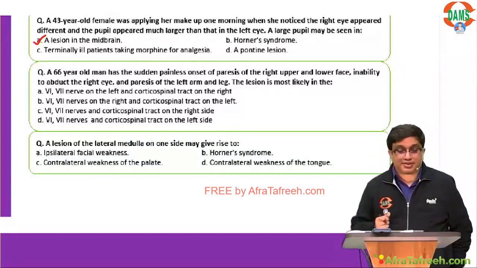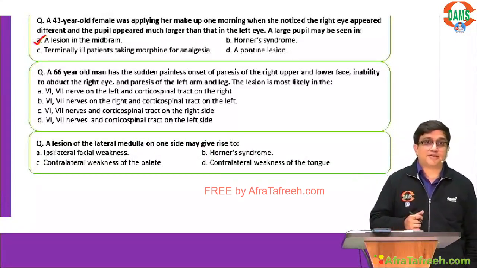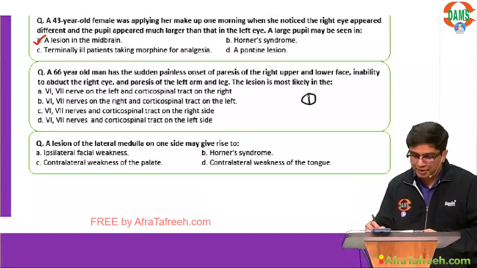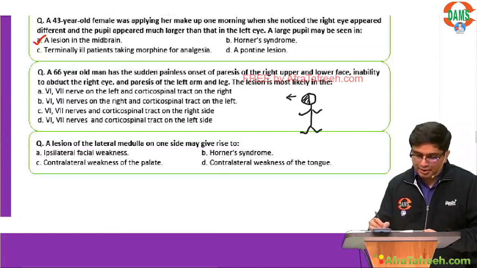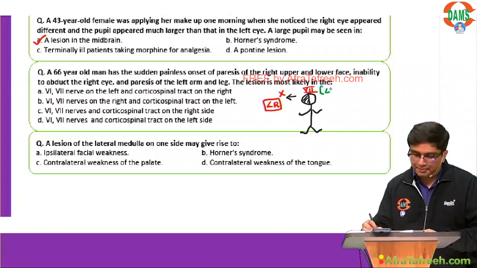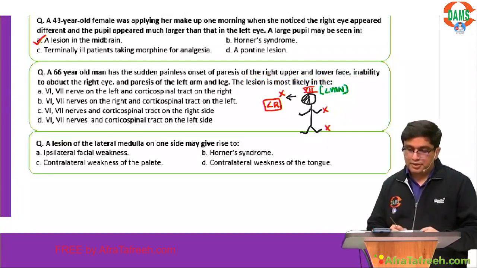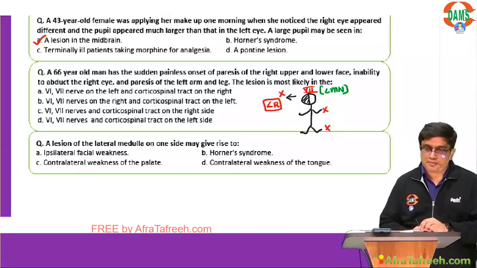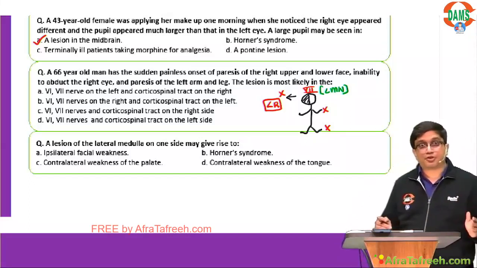A 66-year-old man has sudden painless onset paresis of his right upper and lower face. Inability to abduct the right eye: lateral rectus palsy, facial nerve palsy, that is of the type LMN, and paresis of the left arm and the leg. Can you explain me this? Can you explain me this phenomenon first of all?